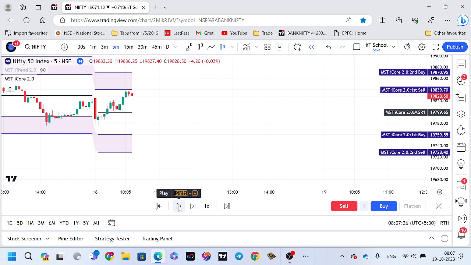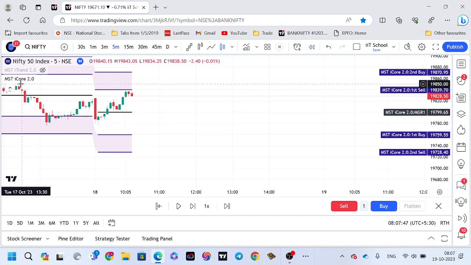So now you can see what is the high made, 19,840.95, and what is our sell entry here? It is 19,839.70. Now, is it exactly activated? Yes, 100% with accuracy it is activated.